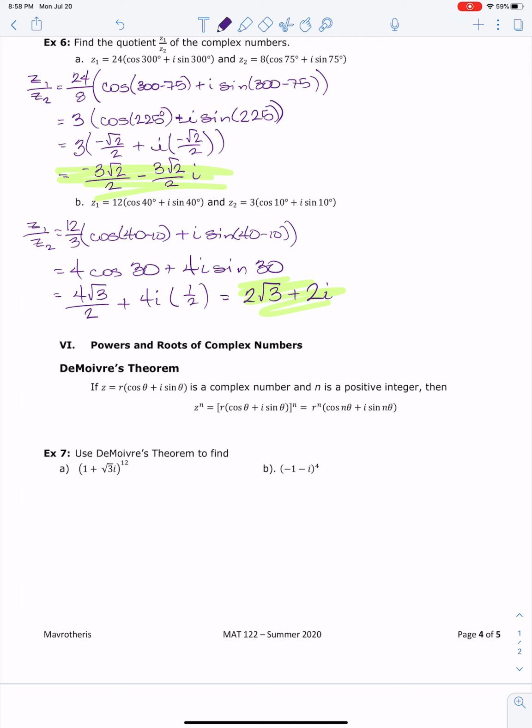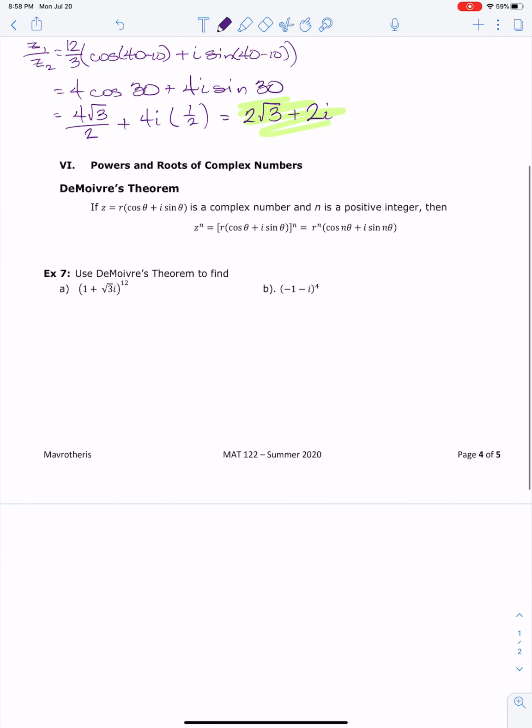A whole lot easier than finding the complex conjugate and multiplying numerator and denominator. And so there are times when this is going to make life a whole lot easier for us. So let's take a look at what we have next. De Moivre's theorem for finding powers of a complex number. And this is just an extension of what we did to multiply.